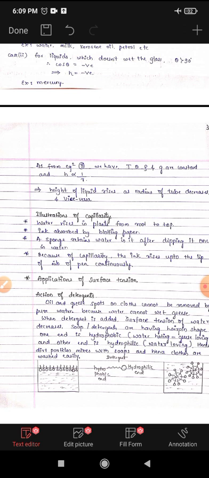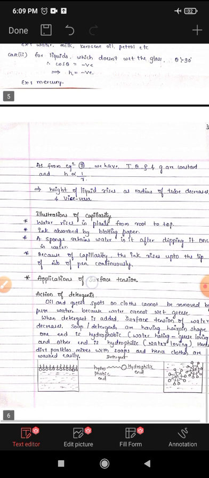Next, we have the ink absorbed by blotting paper. When we put some ink on the blotting paper, all the ink is absorbed by the blotting paper. That is also one of the illustrations of capillarity. And next, because of capillarity, the ink rises up to the tip of the nib of a pen continuously. This is also an illustration of capillarity, that the ink rises into the tip of a nib. That's why only the pen writes.